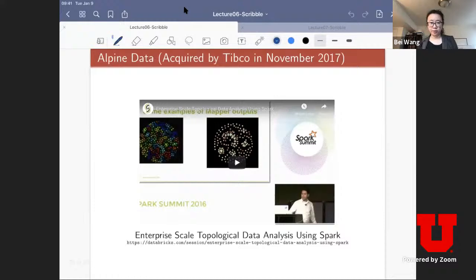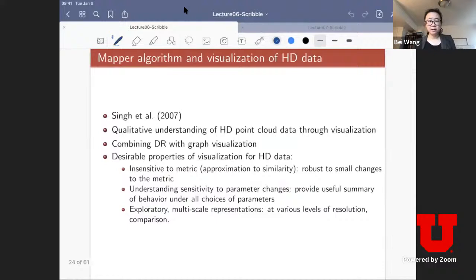All right, so on the high level, the mapper algorithm is both a tool for high dimensional data analysis as well as a tool for visualization. When I say high dimensional data, one way of representing it is to imagine a large table where each row is a data point and each column is a dimension of the data point. For example, each row can be a patient ID, and each column can be the weight, the height, and genetic profiles of a particular patient.